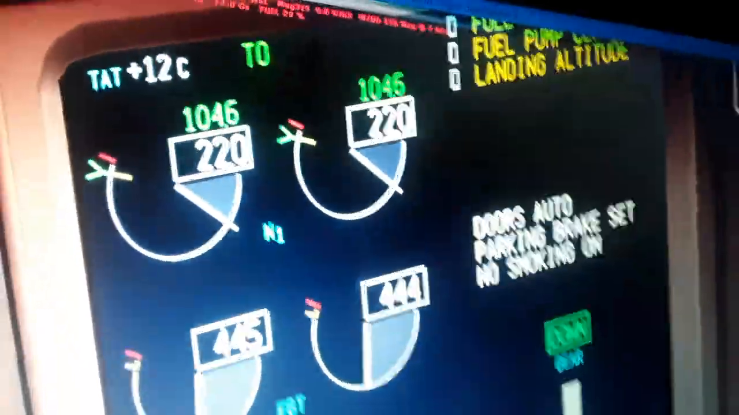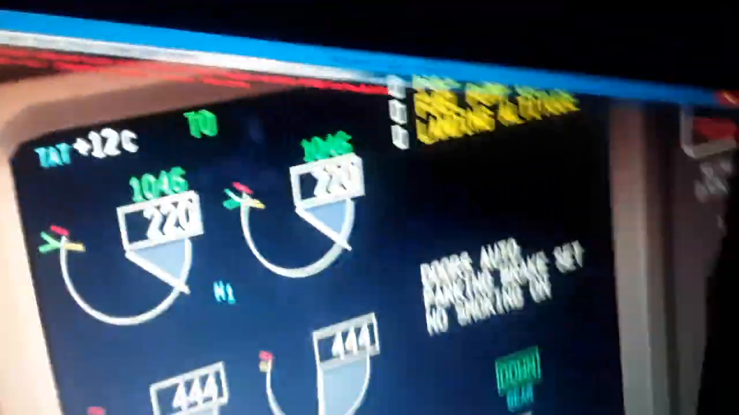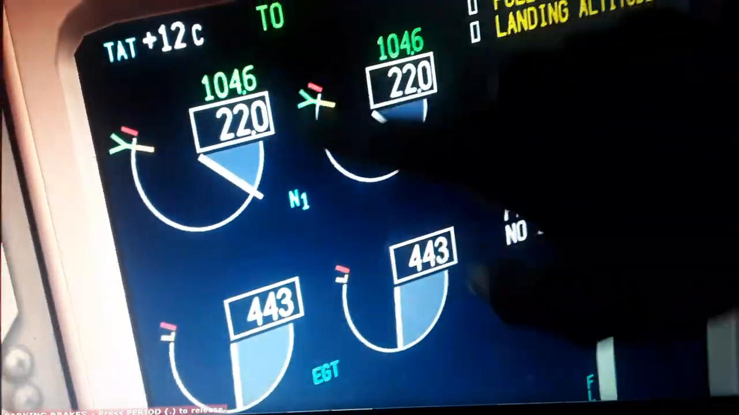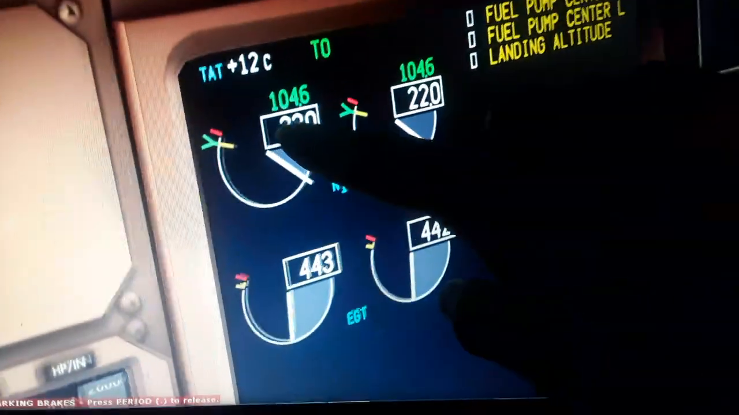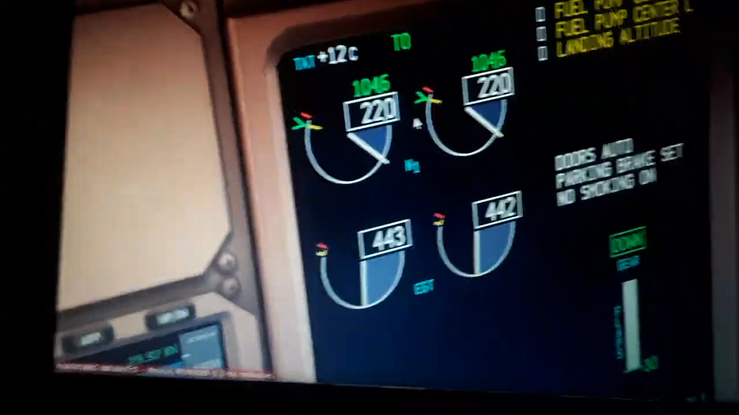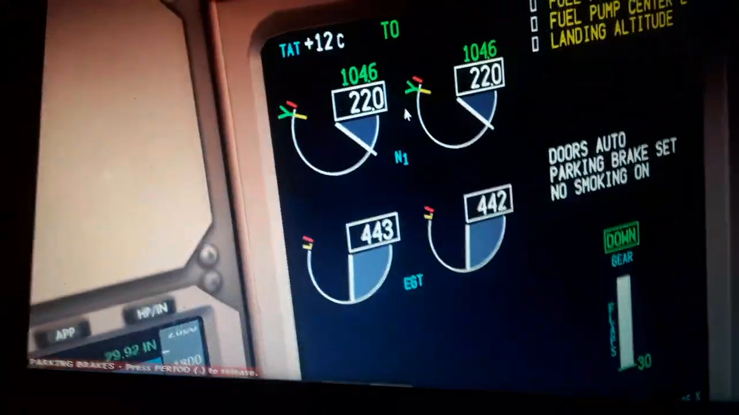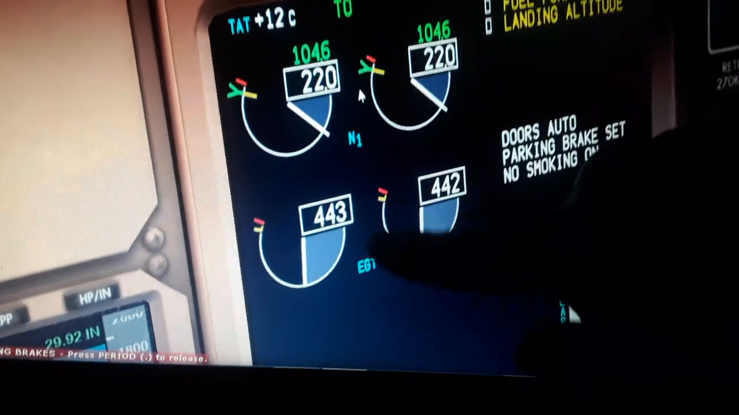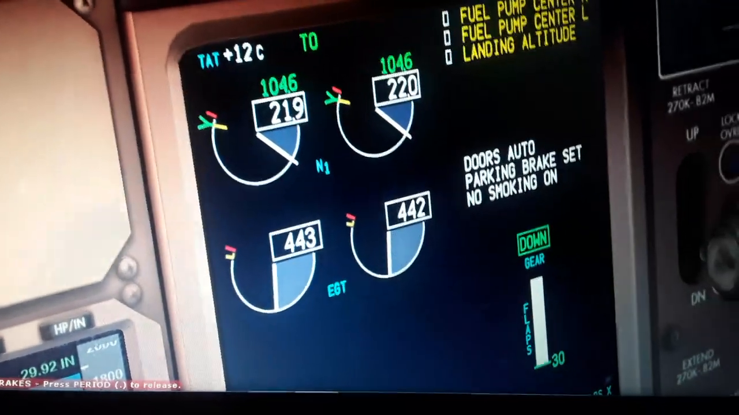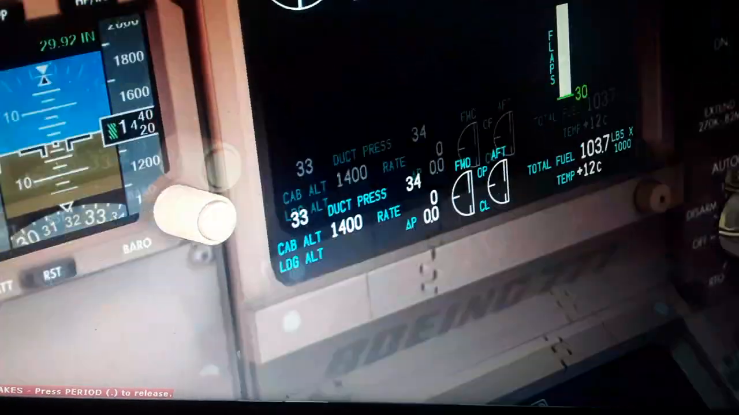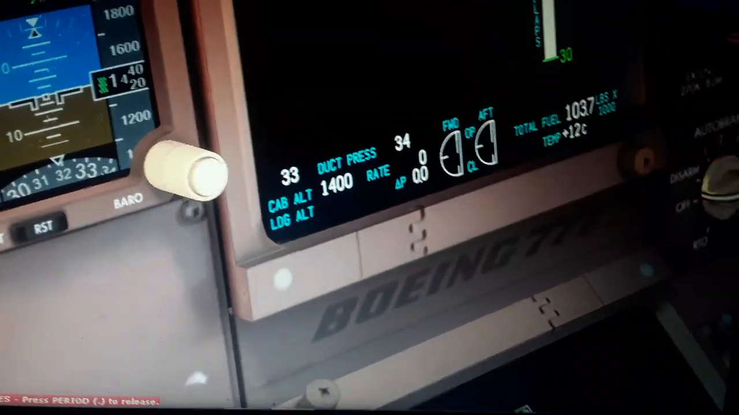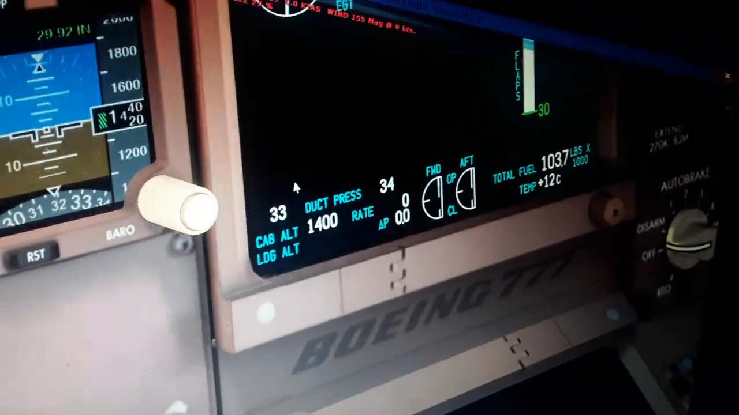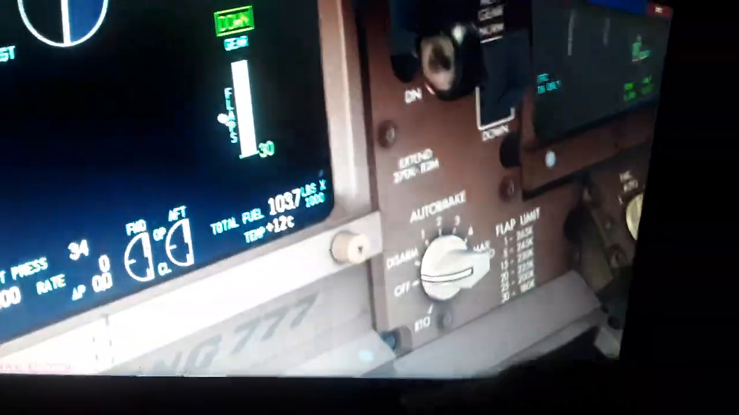You can see we have the parts that are displayed. This is N1, the low speed spool, the low pressure compressor and turbine of the turbofan engine. You can see the takeoff go-around at 104.6%, the exhaust gas temperature per engine. We have the left and right engine, the bleed outflow air from the left and right engine, the cabin rate of climb and descent, the total fuel on board.